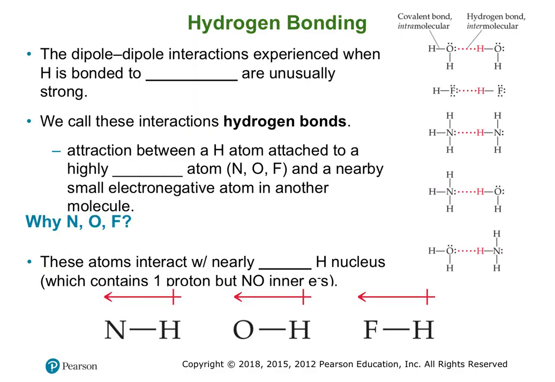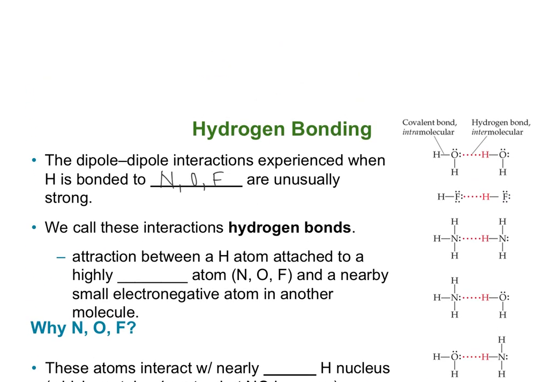This has to do with the very extreme dipole-dipole interaction experienced when hydrogen is bonded to either nitrogen, oxygen, or fluorine. It's actually really strong. So why is it so strong? If we look at hydrogen, it's a single proton, right, and a single electron. I'll put it here.